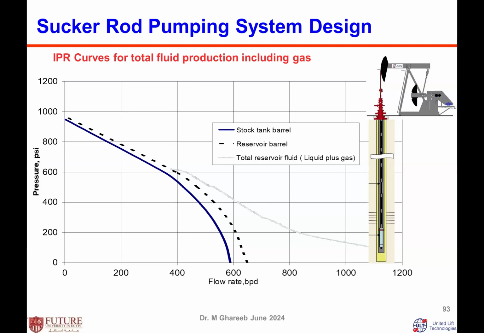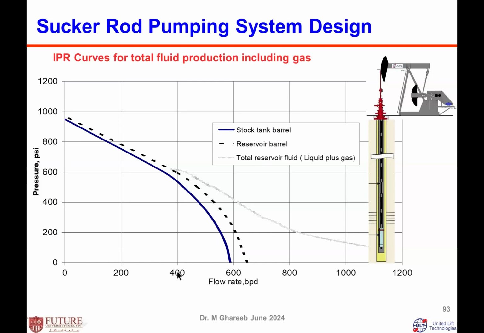Then you don't design your pump capability for the fluids based on your standard inflow performance, the IPR. The standard inflow performance, the blue curve, measures the flow rates and the pressure, but these flow rates are at the stock tank, at standard conditions, 60 degrees Fahrenheit and 14.7 psi, while the pump runs at the bottom.